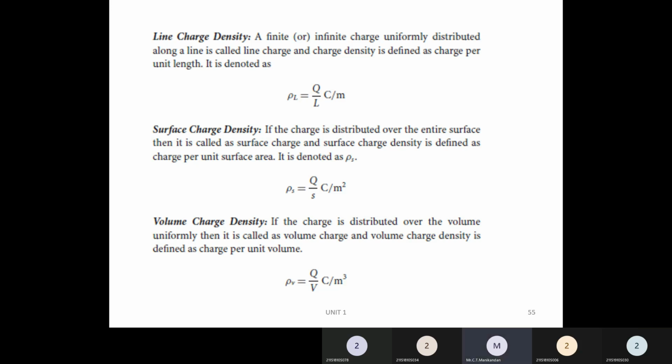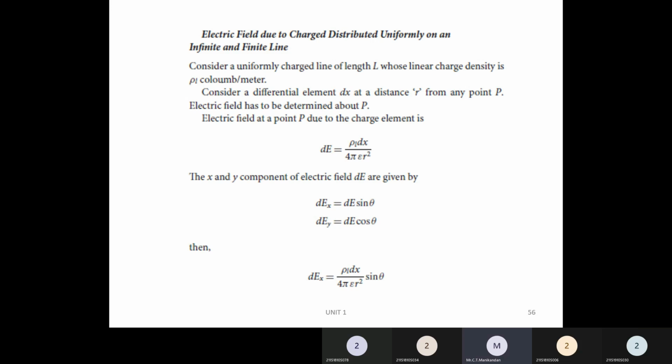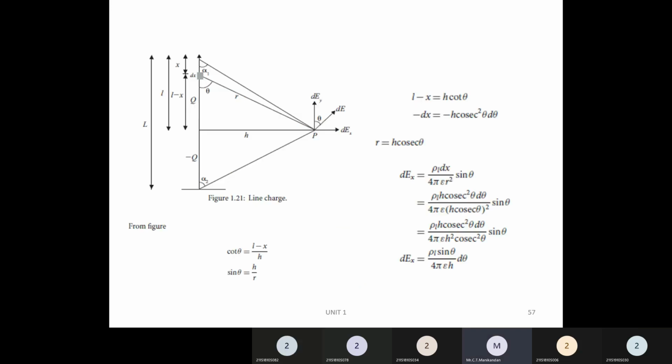The first one: you can find the electric field due to charge uniformly distributed on an infinite and finite line. You can see the diagrammatic view. The line charge has length L. Because of that line charge, what will be the electric field at the point P? That we can determine.